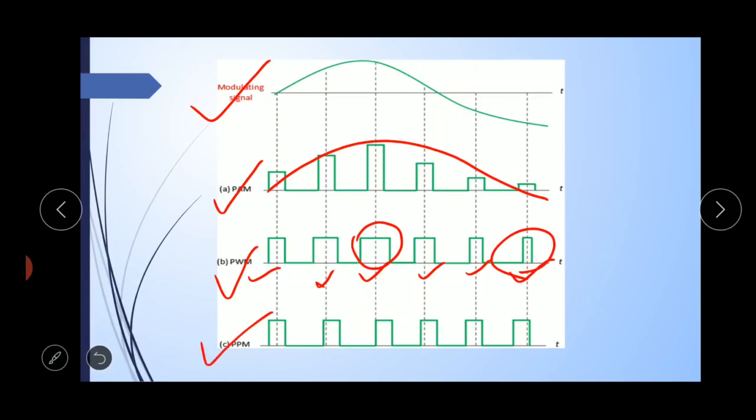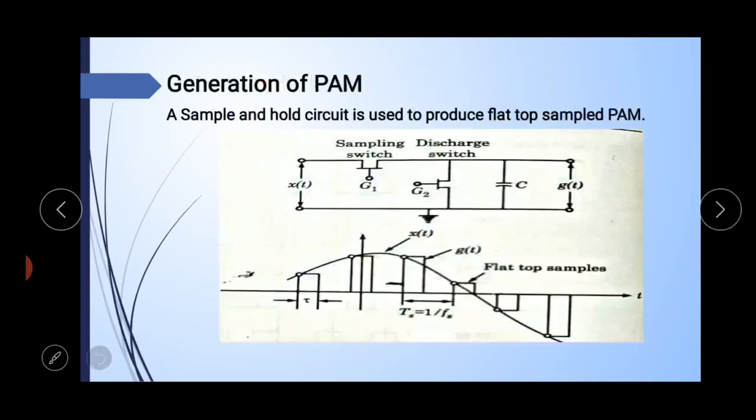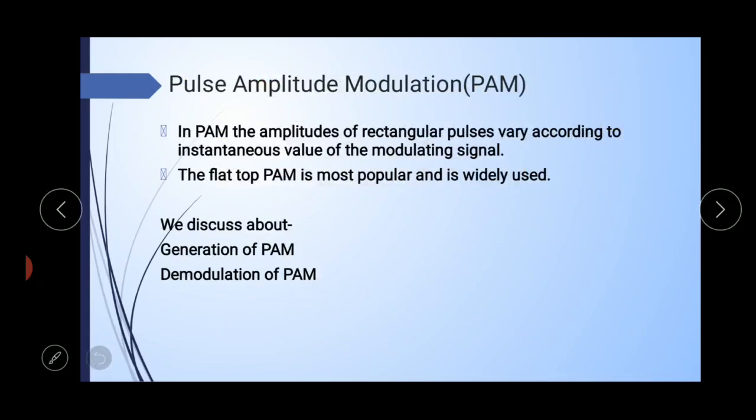Then pulse position modulation. If you consider this dotted line as the center line, then you can observe they are not in the same position with respect to this center line, meaning their positions change. Okay, so next we discuss pulse amplitude modulation.